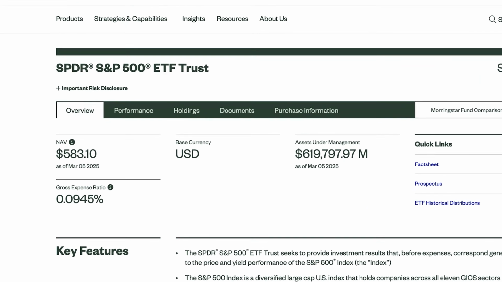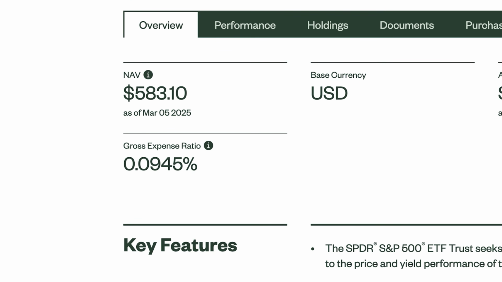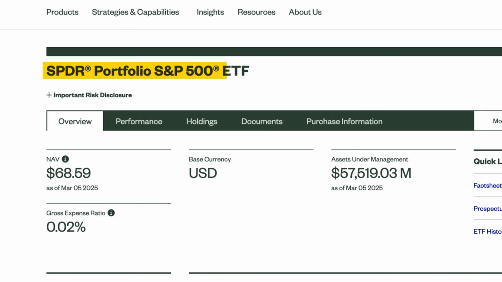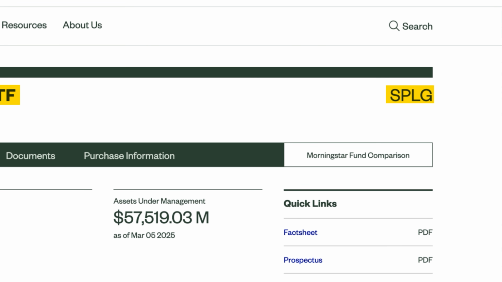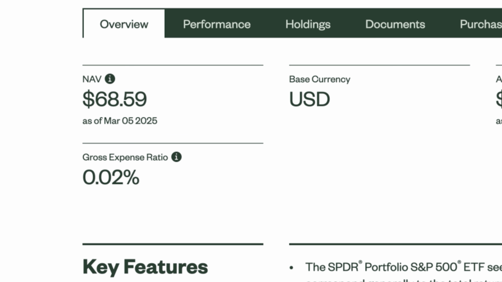Now, if you're a long-term investor not actively trading, this ETF is not recommended in my books because the expense ratio is 0.0945%, where State Street intentionally created a different S&P 500 ETF with the ticker of SPLG specifically to be a cheaper alternative for long-term investors, where this ETF has a 0.02% expense ratio.